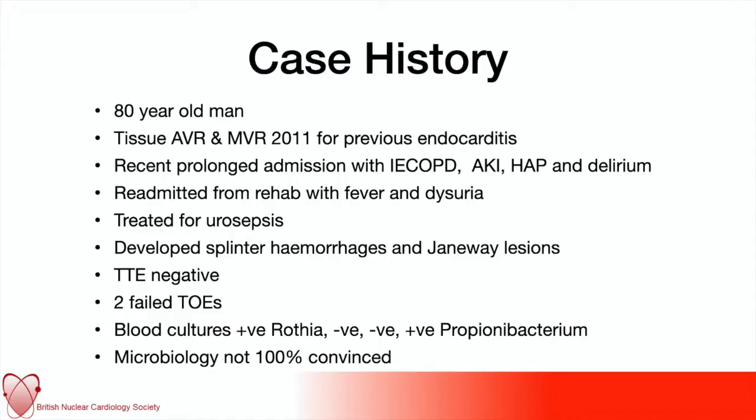Working diagnosis was urosepsis, but during this second admission he developed splinter hemorrhages and Janeway lesions. Transthoracic echo was negative and it proved impossible to perform a TOE twice. The blood cultures were variously positive and negative with differing bacteria. Microbiology were not 100% convinced this may be endocarditis. A diagnostic test was performed.